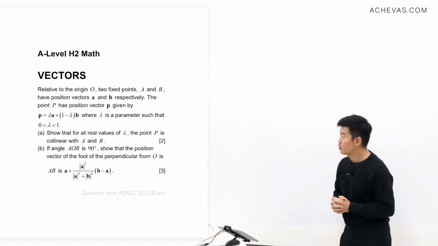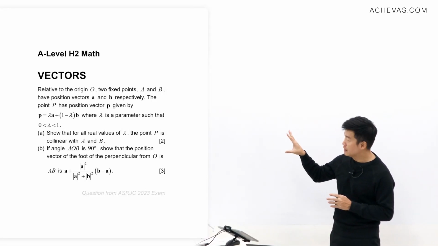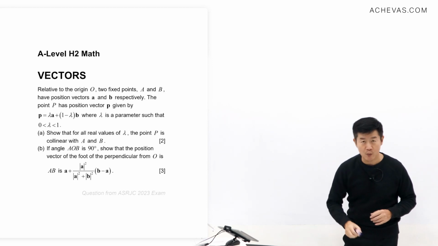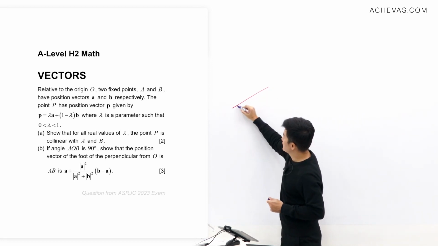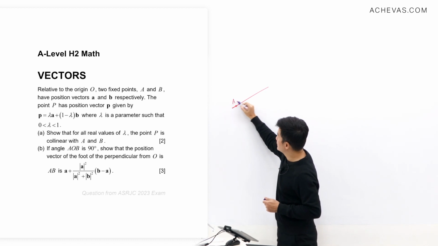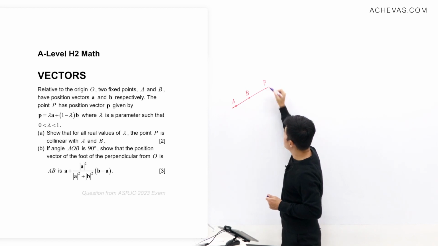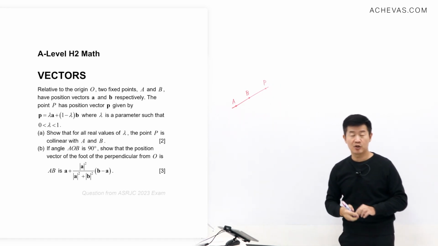Okay, in this question, we are going to try to show in part A that P is collinear with A and B. So we are expecting a scenario that is something like this, where point A, point B, and point P are supposed to be lying on the same straight line.